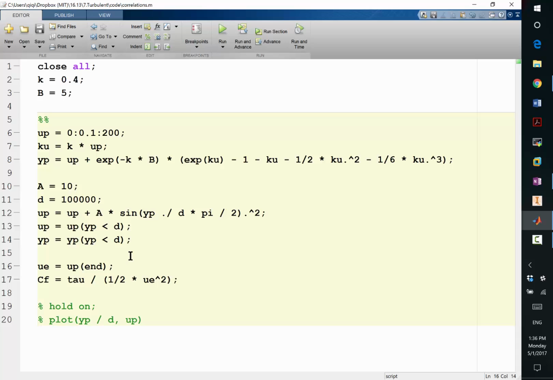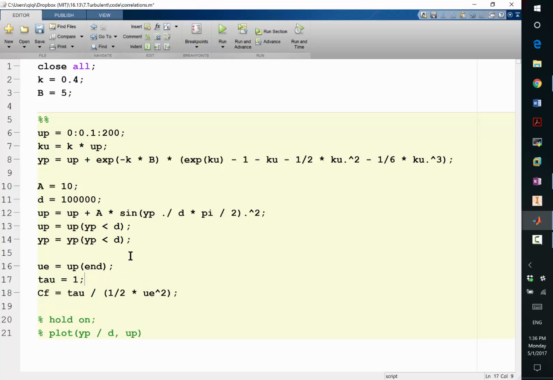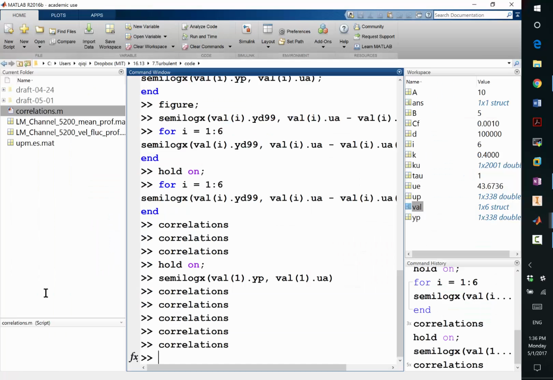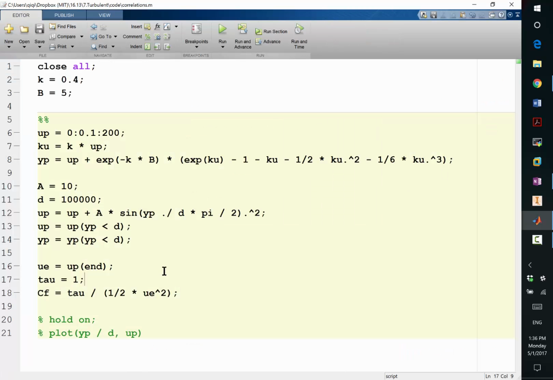And what is tau here in the unit of Y plus and U plus? 1. That's right, because tau is simply U star squared, right? U star is 1 in this unit. So tau is always equal to 1. Okay, so here we computed a CF. So if we redo this, we have a CF that is equal to 0.001. So we can keep doing this.